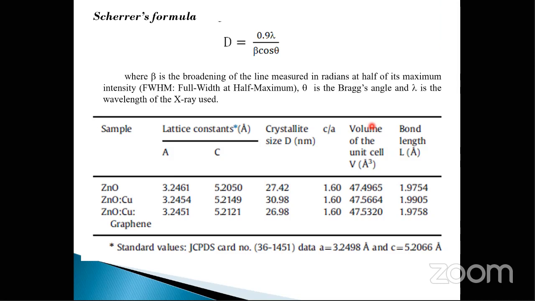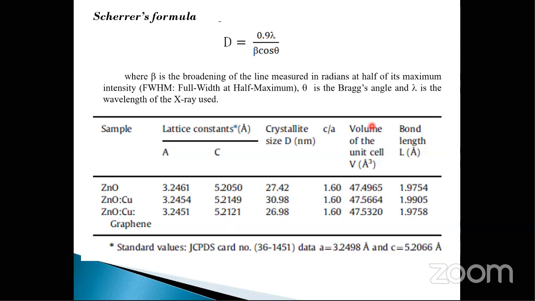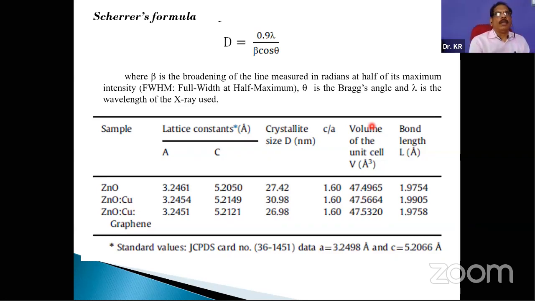Okay, next question, sir. Uma Sangam has asked: explain the identification of phase and map with JCPDF data. Using JCPDF cards, each and every JCPDF card has a 6-digit number.